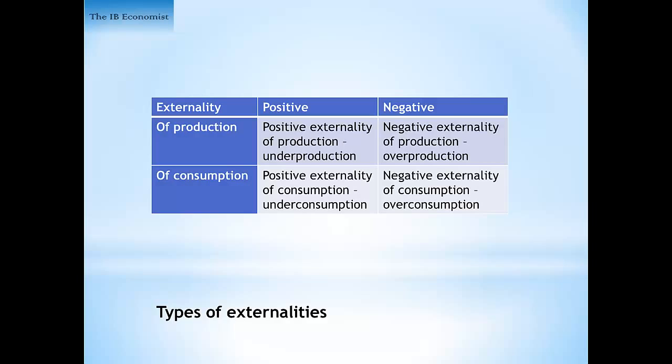So we can either have positive or negative externalities shown at the horizontal header at the top, or externalities of production or of consumption shown in the first column. When we combine this, we get the four types: positive externalities of production, which creates a problem of underproduction; positive externalities of consumption, which creates the problem of underconsumption; negative externality of production, which has been created by overproduction; and negative externality of consumption, which happens when we overconsume a product.